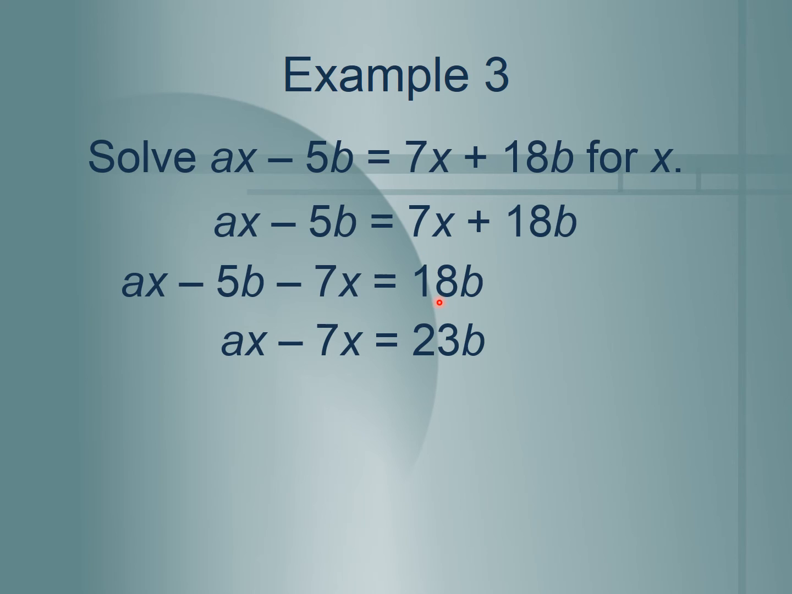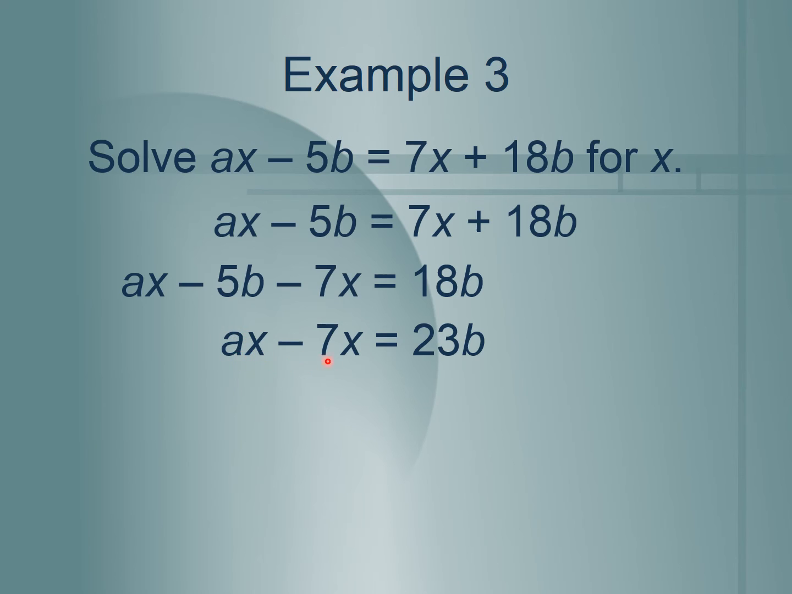And if I add 5b over here, well, 18b plus 5b is 23b. So now I have ax minus 7x equals 23b. Unfortunately, I cannot combine ax minus 7x because they're not like terms. A is another variable, and I don't know what number a represents.